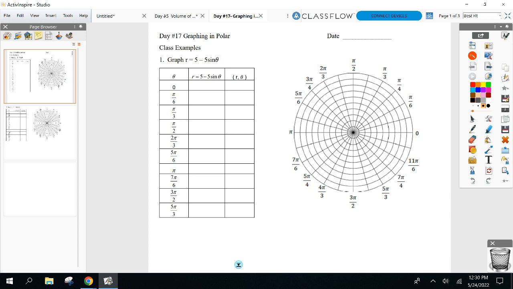Here we go. 5 minus 5 sine theta. Notice my numbers match. I'll tell you what type of graph it is after you see it. We'll hold hands for the first couple. 5 minus 5 sine 0. Make sure you're in radian mode. You get an R value of 5, so you're going to graph 5, 0.